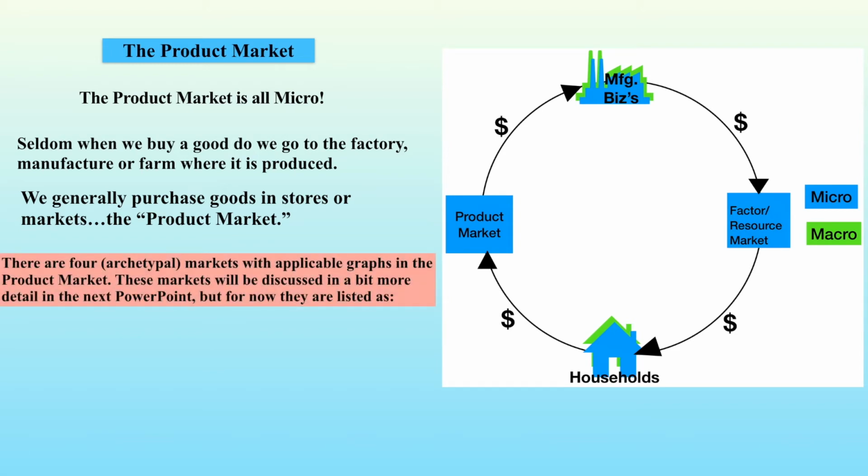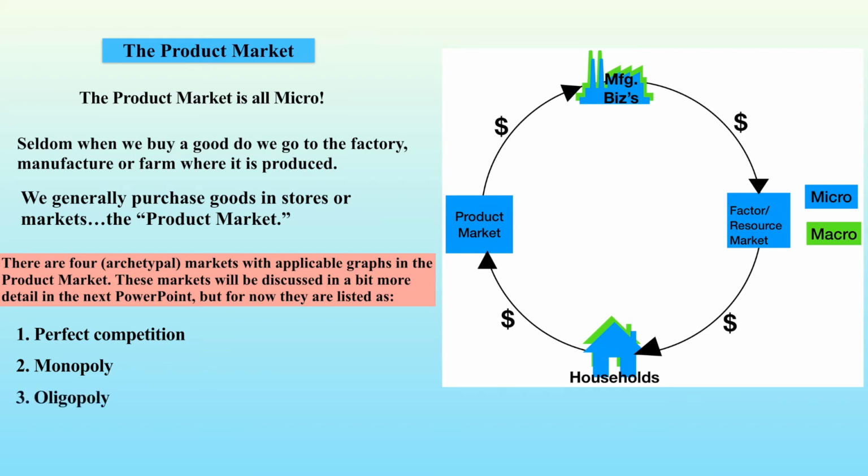There are 4 archetypal markets with applicable graphs in the product market. These markets will be discussed in a bit more detail in the next PowerPoint, but for now they are listed as perfect competition. This is when we have thousands of businesses in a market producing an identical product, such as a potato. This is like farmer goods. Number 2 is the opposite of that, monopoly. This is one business in a market without any competition.